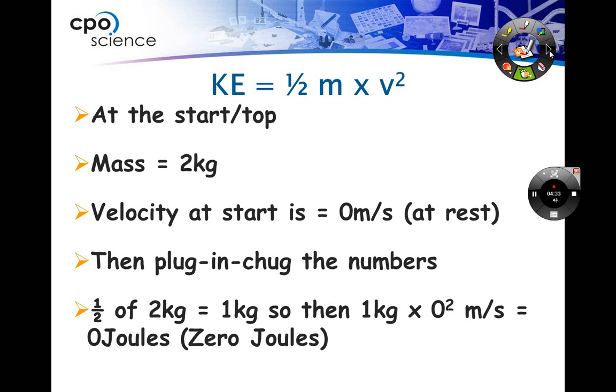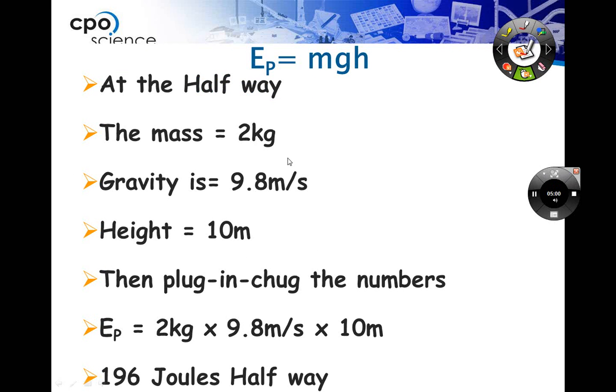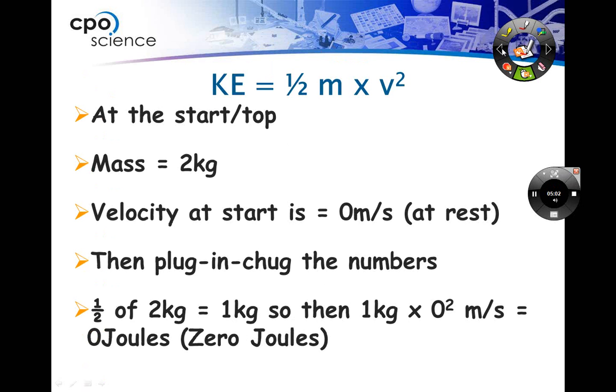Now let's solve the other problem. At the top we still have the mass of 2 kilograms. Velocity at the start, of course, at rest, is 0 meters per second, and then we will plug in the numbers. What's the kinetic energy at the start? Let's go back to the start, or the top, and figure that out.